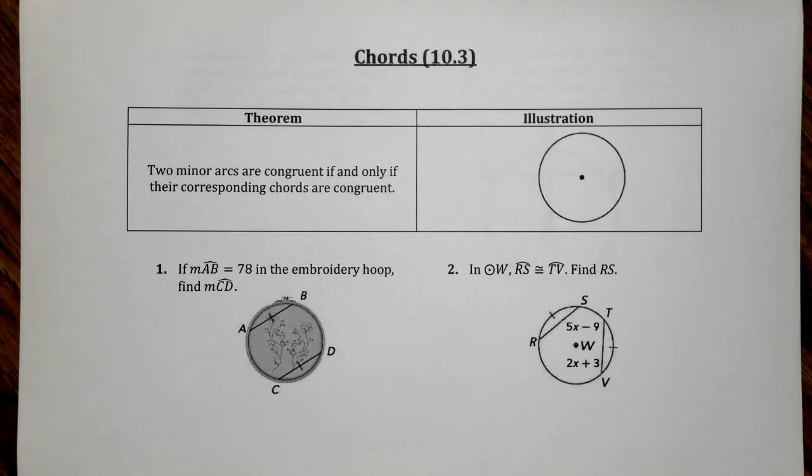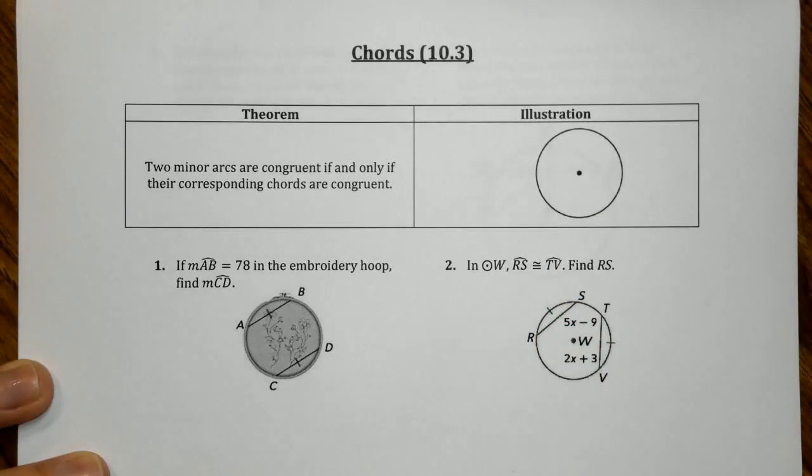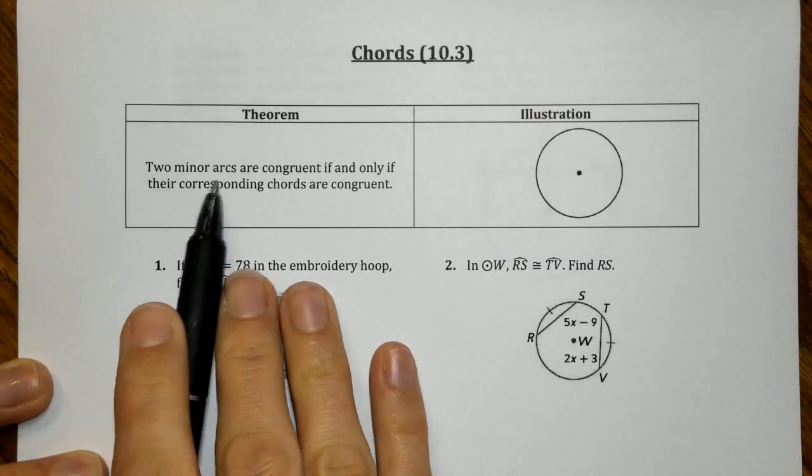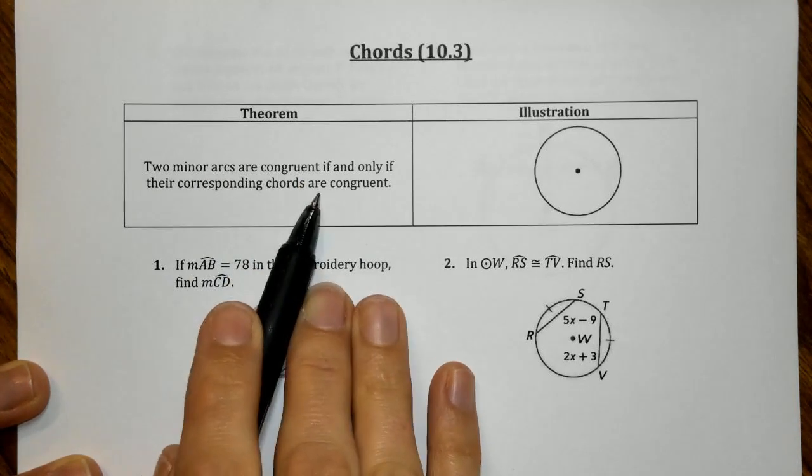All right, this video is going to cover 3 different theorems about chords in a circle. First thing we need to review is that a chord is a segment and both of its endpoints are going to be on this circle. So what we're going to start off with here is 2 minor arcs are going to be congruent if and only if their corresponding chords are congruent.